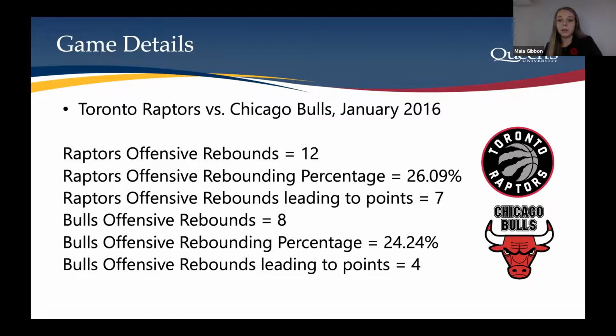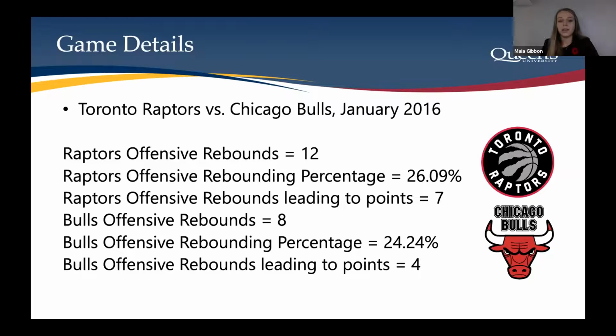So the game we've been looking at is from January 2016. It was between the Toronto Raptors and the Chicago Bulls. In this game, the Raptors had 12 offensive rebounds with a percentage of about 26%, and 7 of those offensive rebounds led to points. On the other hand, the Bulls had 8 offensive rebounds with a percentage of about 24%.